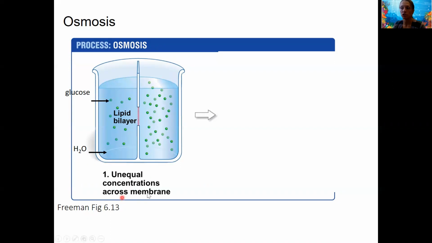There is a drive for glucose. There's unequal concentrations across this membrane. So if glucose could, it would move which direction? Left, right? It would move from high concentration to low concentration, down its gradient. That's what's spontaneous. That is simple diffusion. That cannot happen because of this membrane. It's selectively permeable.